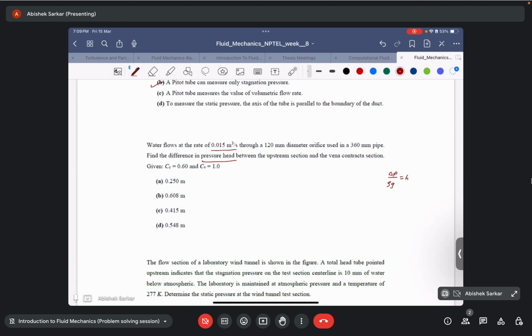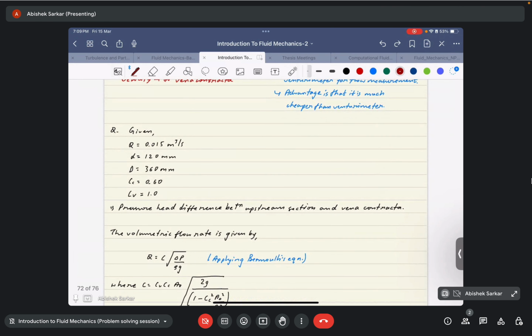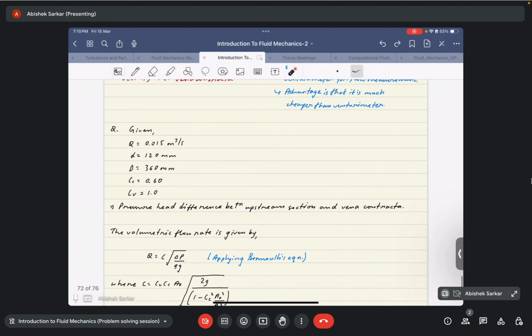Okay then, I guess we can now try to solve the problem. So let us look into the solution. I hope you were able to take the details from the question, so I can discuss it now. The volume flow rate was given to be 0.015 meter cube per second. The diameter of the orifice meter was given as 120 millimeter, and the diameter of the pipe in which this orifice meter has been fit is 360 millimeter. The coefficient of contraction is 0.6 and the coefficient of velocity is 1.0.